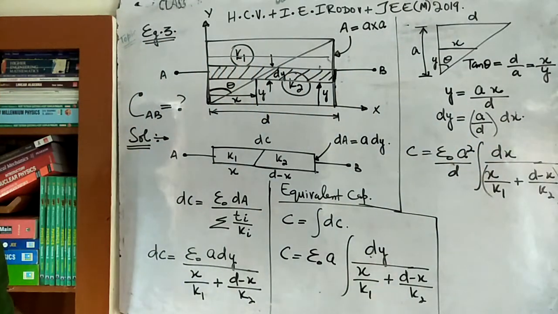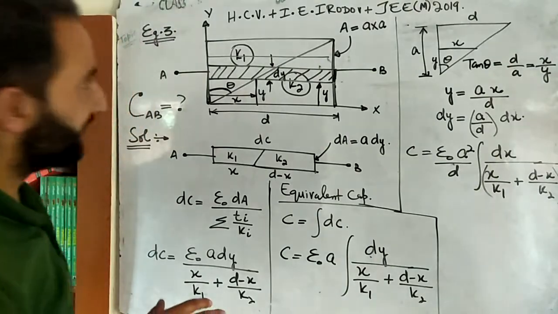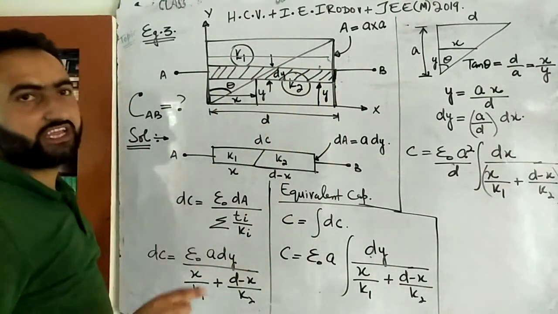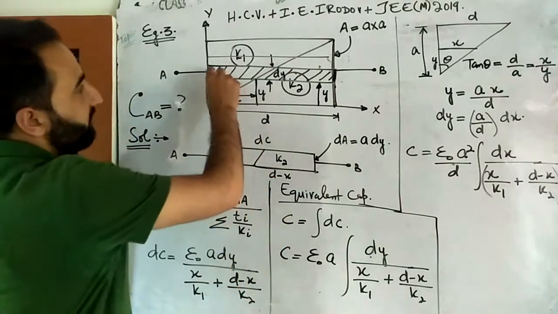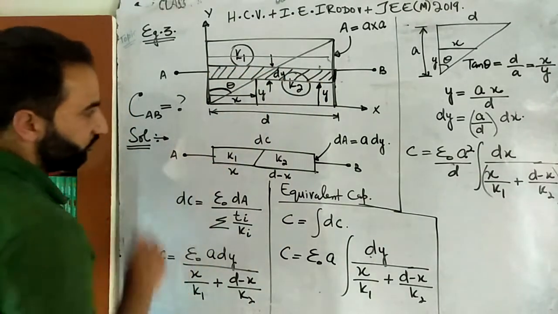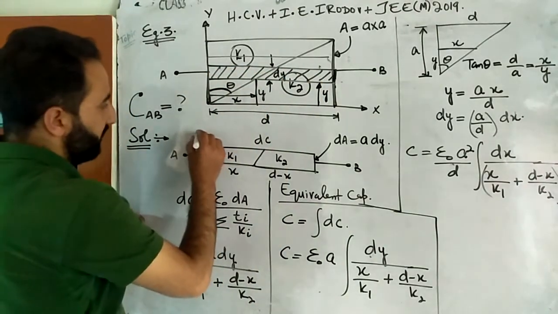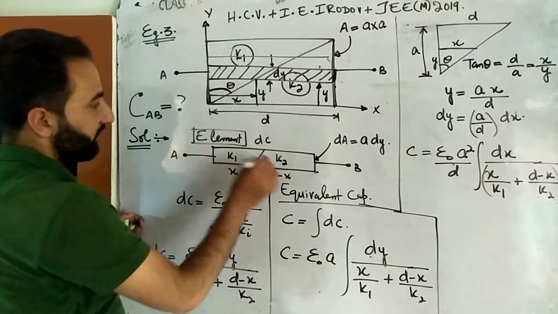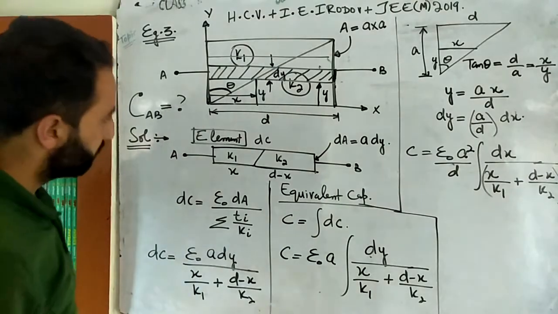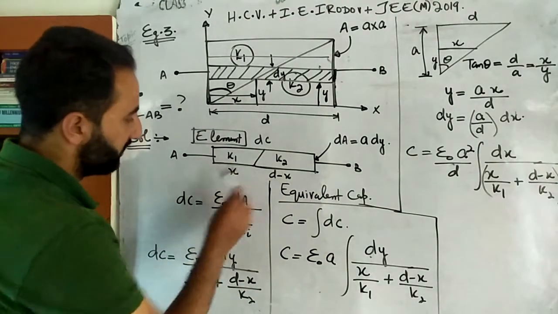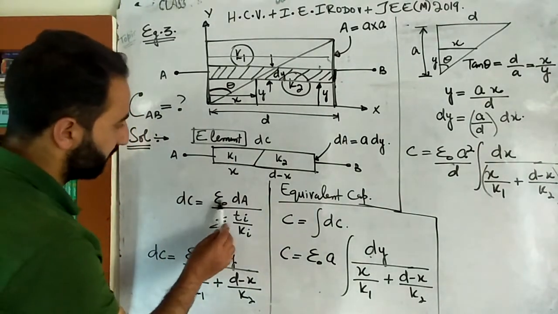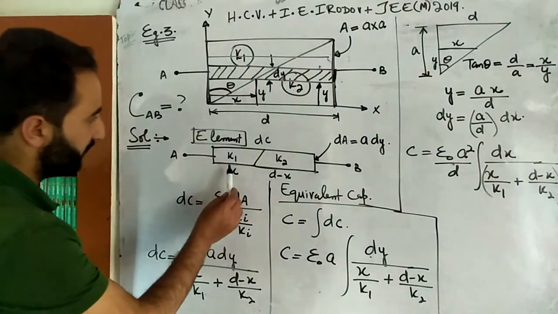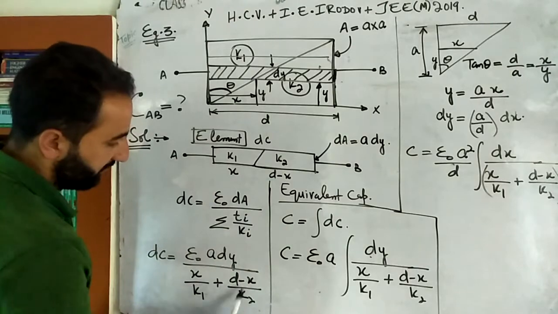I will repeat it a bit again. Pay attention. First of all, I will assume that it is made of infinitesimally small elements. This is one such element, and this is one such element. In this element, k1 and k2 are two dielectric constants. We'll calculate the capacitance of this. They are connected in series. So for series, it will be epsilon naught dA divided by the summation of ti by ki, where ti is the thickness. So it will be equal to x by k1 plus d minus x divided by k2.